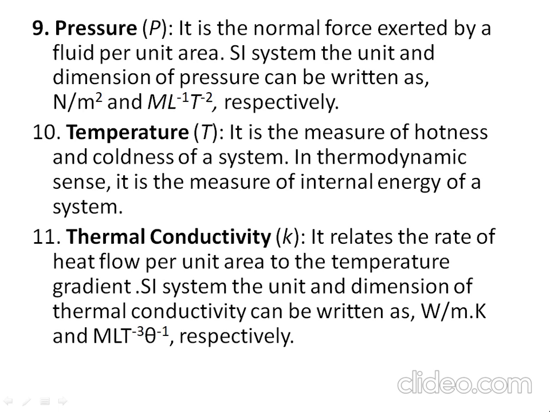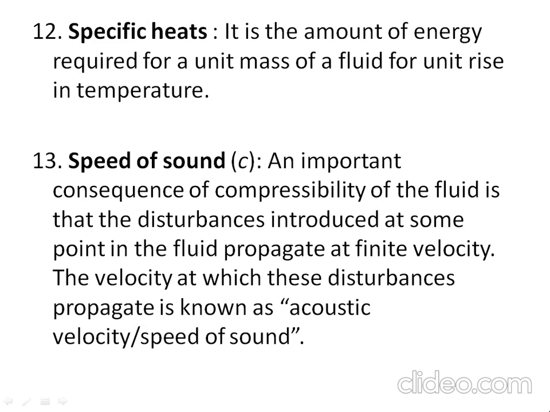The 11th property is thermal conductivity, K. It relates the rate of heat flow per unit area to the temperature gradient, and its SI unit is watt per meter Kelvin, and its dimension is M L T to the power minus 3 and theta to the power minus 1. The 12th property is specific heats. It is the amount of energy required for a unit mass of fluid for a unit rise in temperature.